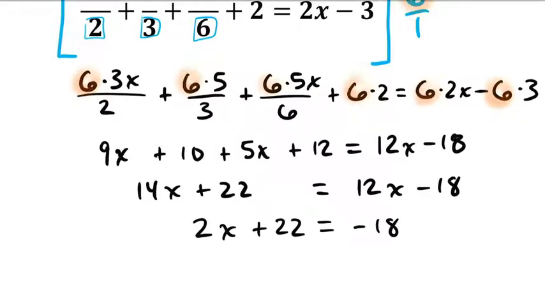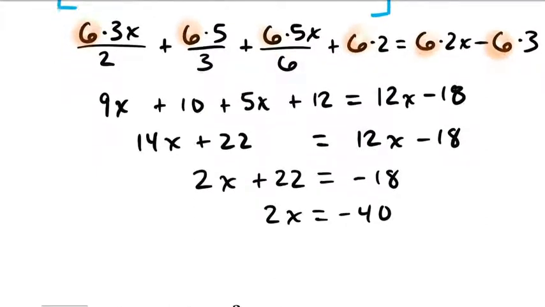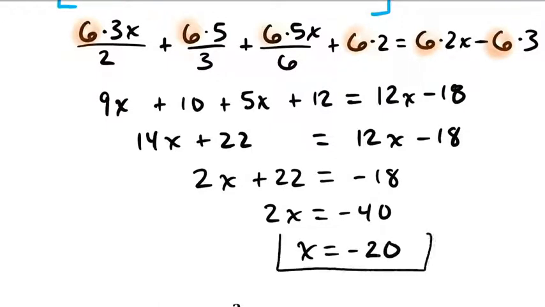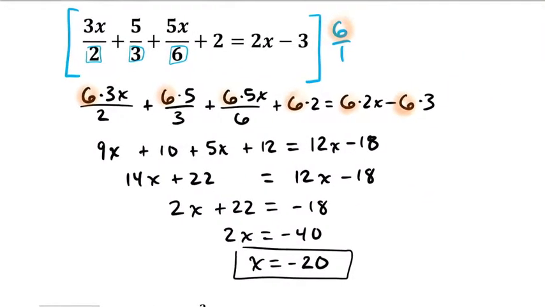I'm going to take negative 18 and I'm going to subtract 22. When I do that, I get the number negative 40. So 2x equals negative 40. And if I divide both sides of that by 2, I'm going to get that x is equal to negative 20.